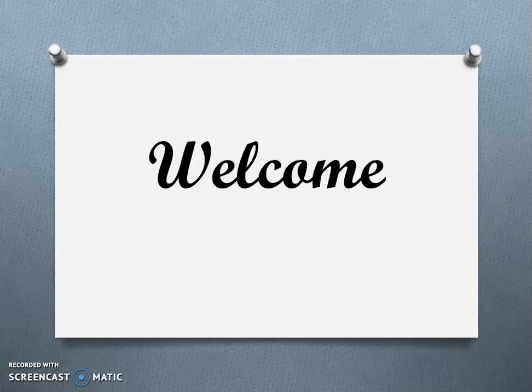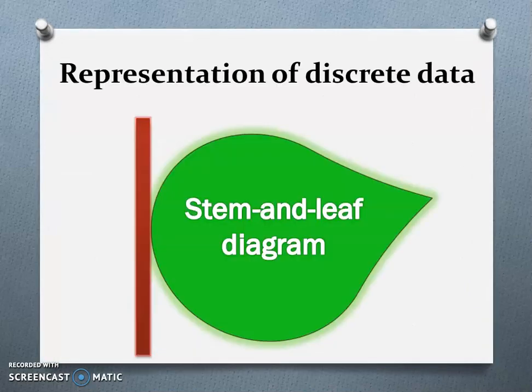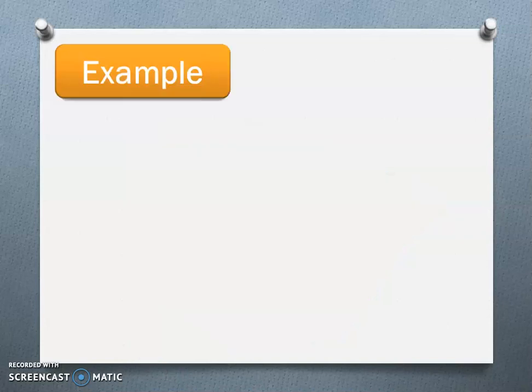In this video, I will show you how to represent discrete data using a stem and leaf diagram. A way of grouping data into intervals while still retaining the original data is to draw a stem and leaf diagram. This diagram is best suited for representing a small amount of discrete data. Let's see an example and learn how this diagram is drawn.